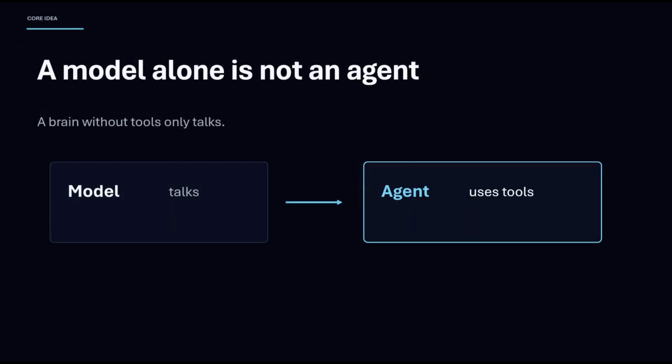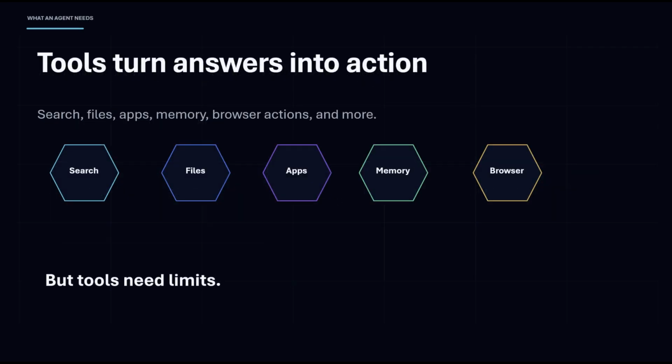This matters because the AI alone is not an agent. The model is actually the brain, but the brain without tools just only talks. An AI agent actually needs some tools. It needs access to search, it needs to open files, to read files, open apps, it has some memory, does some browser actions, and some other functions. But it's also important to understand that it needs limits.